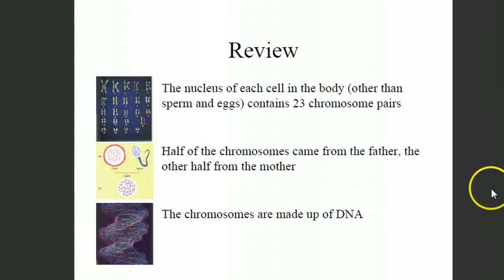So, to review, the nucleus of each cell in the body, other than sperm and eggs, that is the gametes, as well as some other cells like red blood cells, contains 23 chromosome pairs. Half the chromosomes came from the biological father, the other half from the biological mother. When they came together, they formed the first cell that had the complete instruction set for making you, referred to as a zygote. And those chromosomes are made up of DNA.